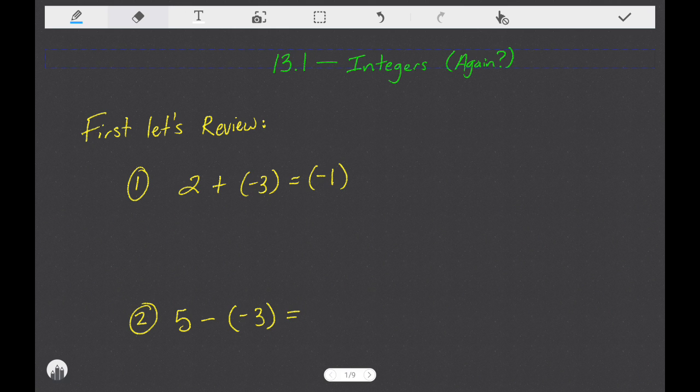So half of our homework today is just going to be reviewing that. Something you're really going to need as we go into next year. So let's review a little bit here. For example 1, we have 2 plus negative 3 equals negative 1. I'm just going to show you the answer outright.